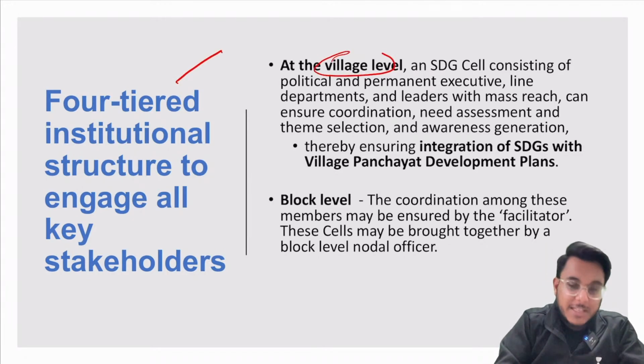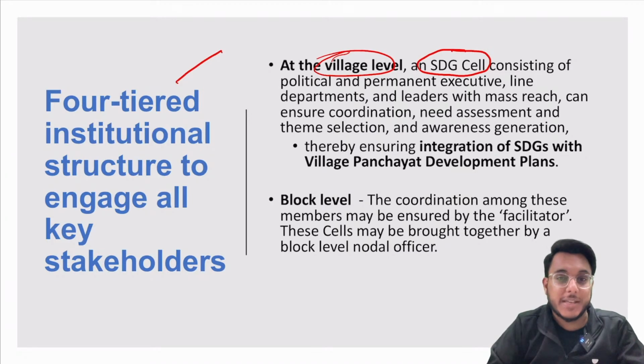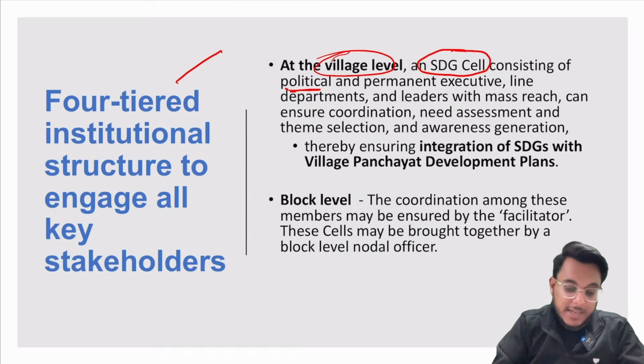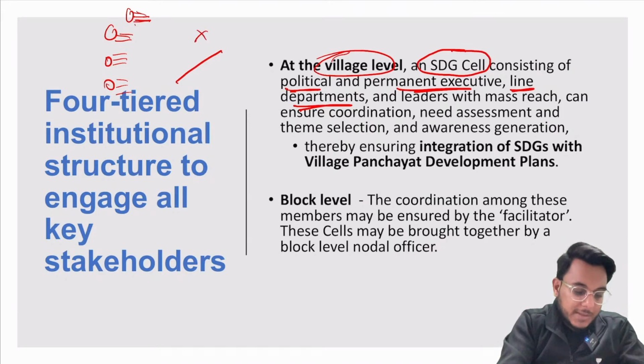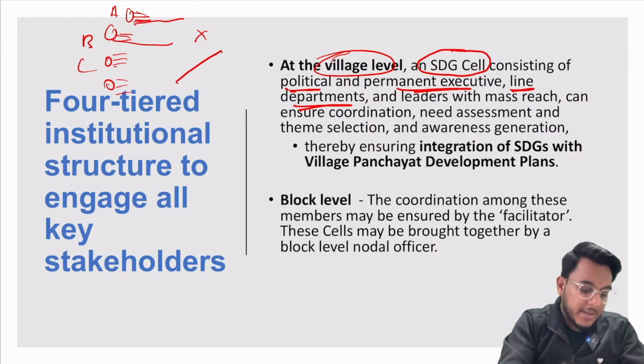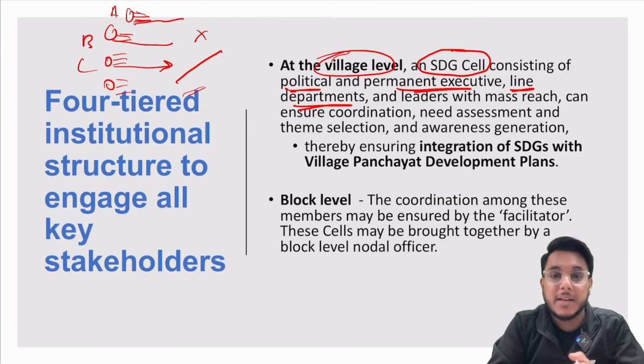For example, at every village level, we need to create a Sustainable Development Goal cell, the SDG cell. This SDG cell will consist of the political representatives, the elected representatives, and the permanent executive. Then there are the line departments. Guys, what are the line departments? We have different ministries, and in the ministries there are multiple departments. So let's say for an X goal, one department is working in ministry A, one in ministry B, and one in ministry C. All the departments working in the same line are called line departments. Their representatives should be there in the SDG cell.